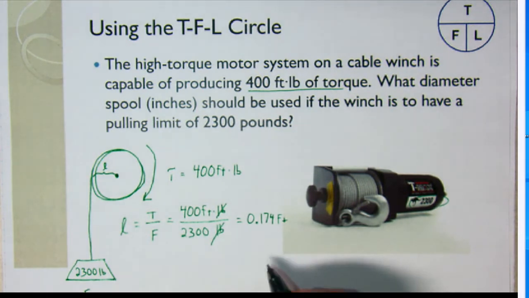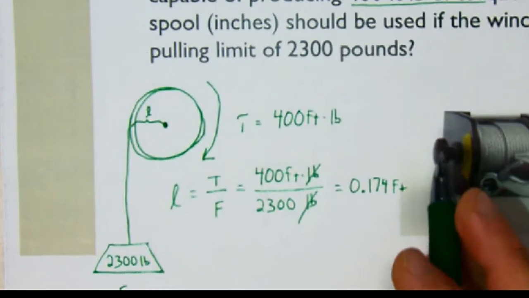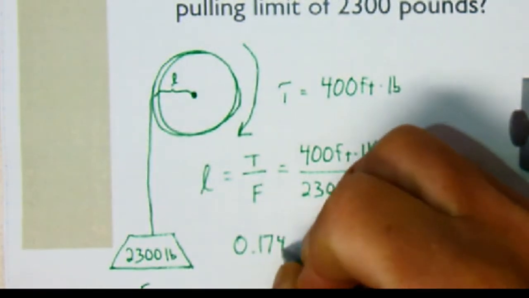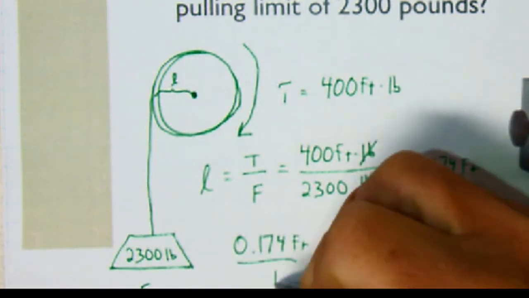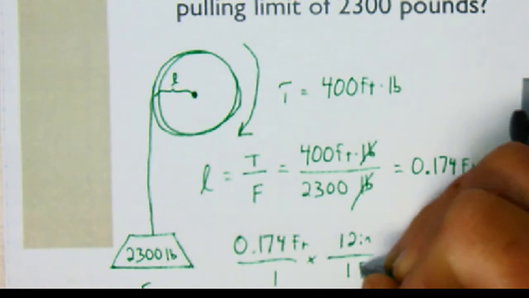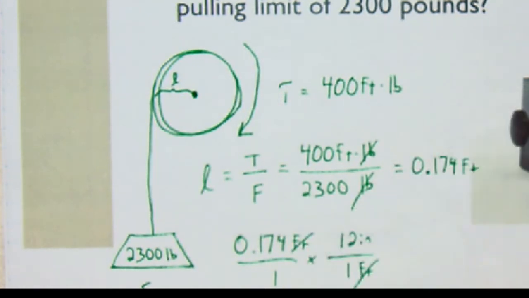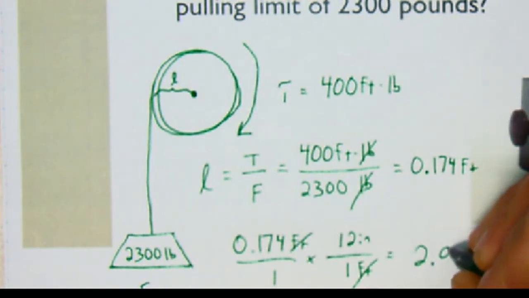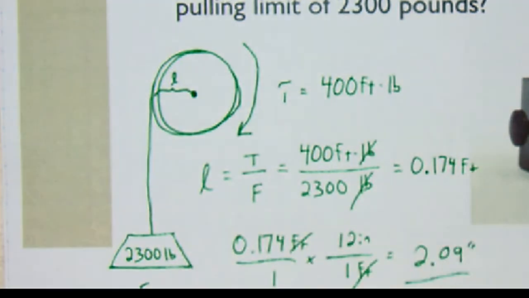Now that's a little bit hard to think about. Let's turn that into inches, even though the problem didn't ask us to do that. 0.174 feet. We'll multiply that by 12 inches over 1 foot to make the feet cancel. And that turns out to be about 2.09 inches. Now keep in mind, that was the length of our lever, that is the radius.